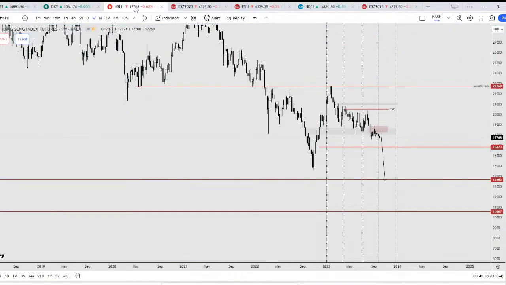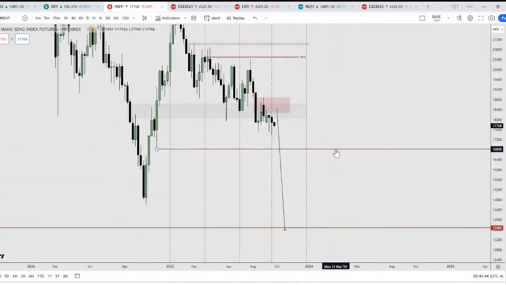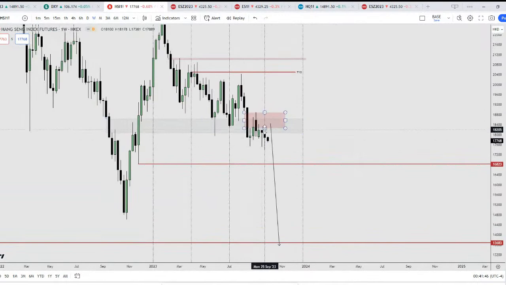Heading over to Hang Seng Index, we have this ugly price action right here. As you can see, it's taking stops below this low here twice already, right? And it's unable to close below. So I'm still looking for lower prices, but it's taking longer than I really like it to be.